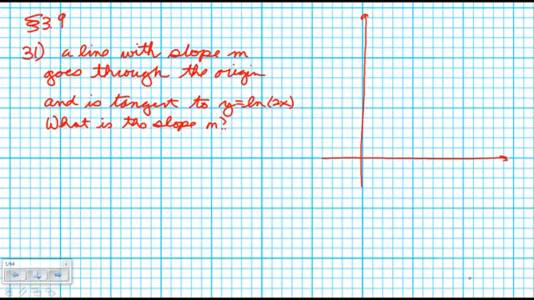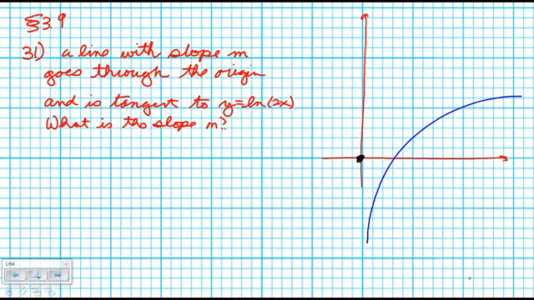The curve y is equal to the natural log of 2x, and it looks something like that. Right? Now I've got a line that's going to be tangent to this curve, and it goes through the origin. So I'll mark the origin right there.